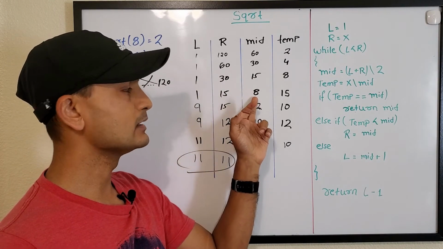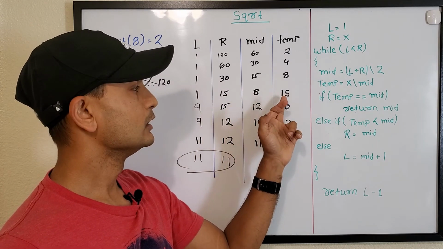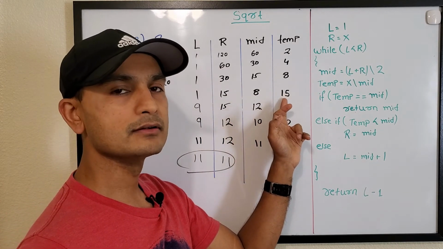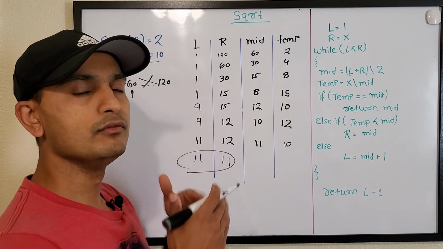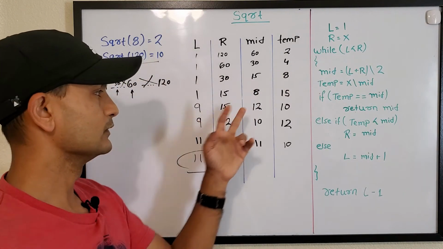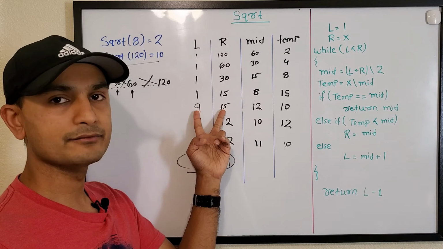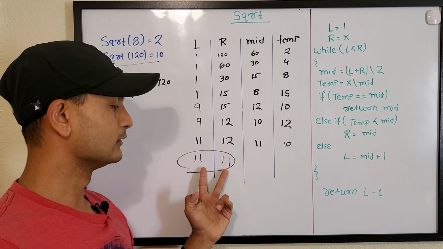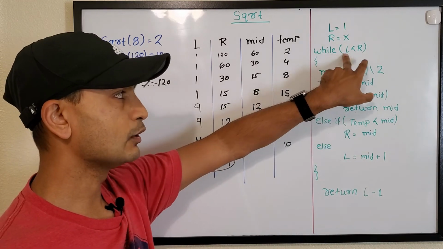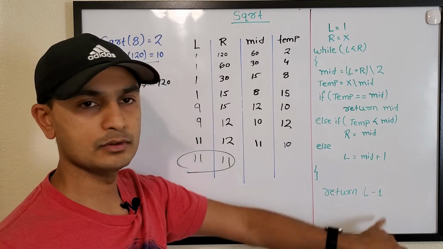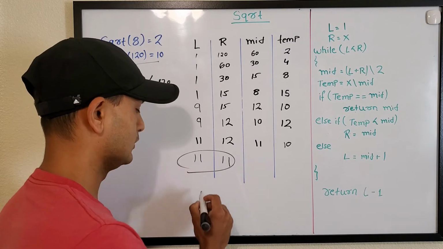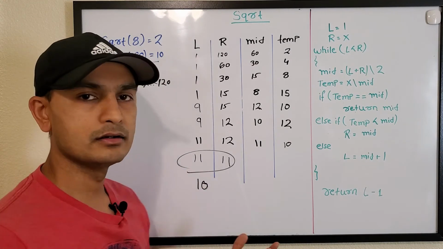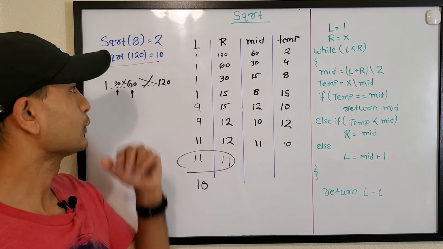Now we get mid as 8, and 120 divided by 8 is 15. So this is greater than mid. So now we need to move left to the right side of it, and our solution set is now between 9 and 15. We keep doing that until left is equal to right eventually. Then we come out of the loop and return left minus 1. So 11 minus 1, which is 10, is our return value. So that's the square root of 120.